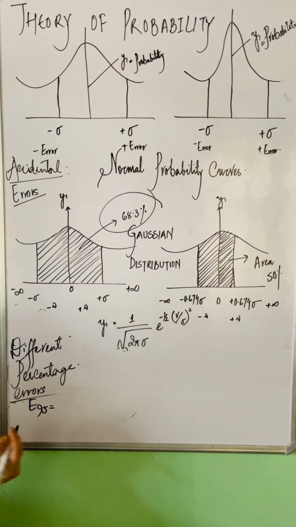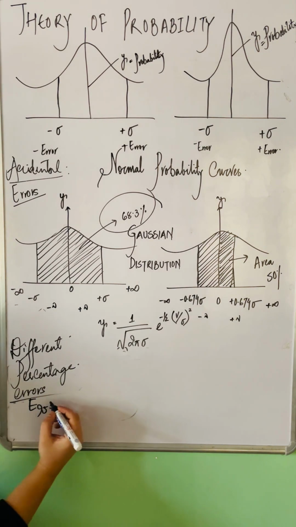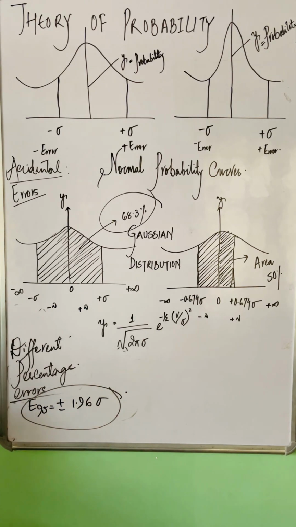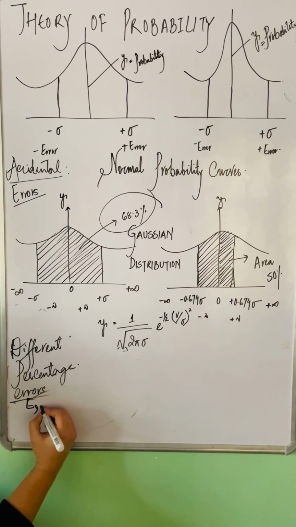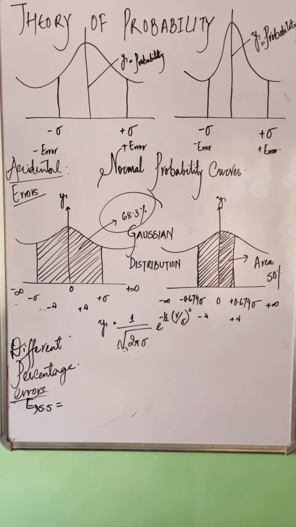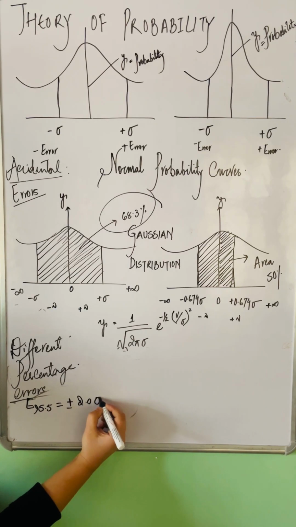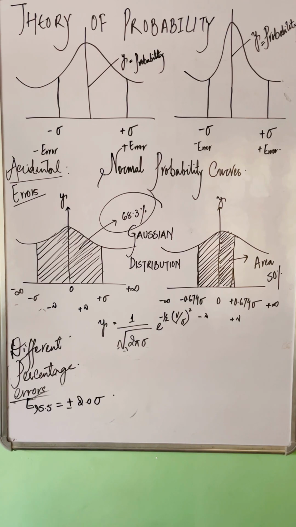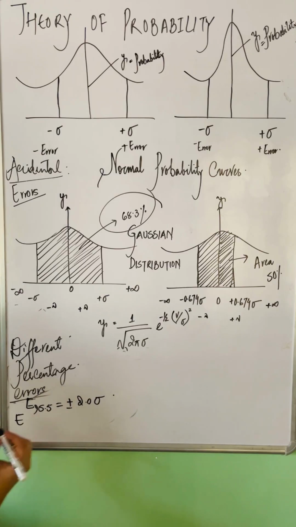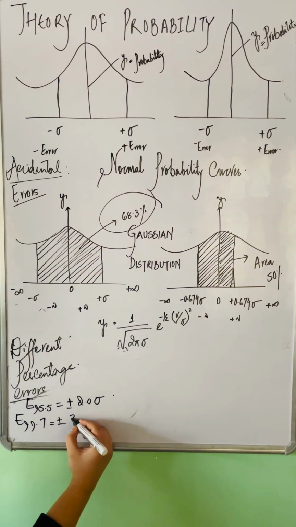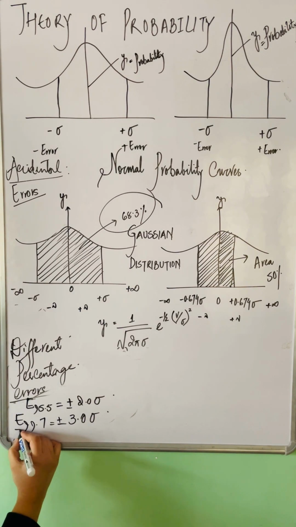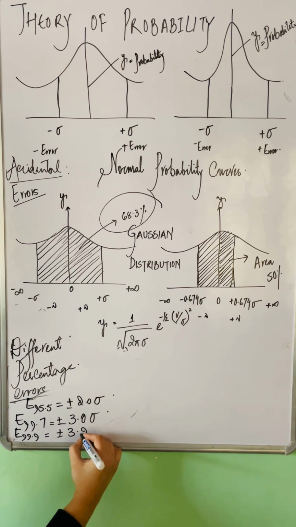95% error, or E95. That is plus minus 1.96 sigma. All right, plus minus 1.96 sigma is our 95% error, also denoted as E95. Next one, 95.5%. That is equivalent to plus minus 2 sigma. Our 95.5% error is twice the standard deviation. And E99.7 is plus minus how much? 3 sigma, 3 times the standard deviation. And we also studied the maximum error, E99.9, that is plus minus 3.29 sigma.